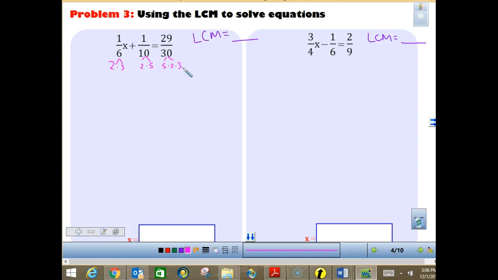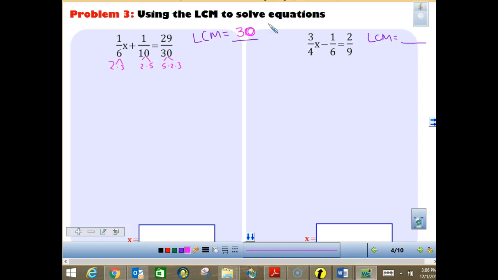Can 6 go into 30? Can 10 go into 30? Yeah. That means my least common multiple is 30. If you multiplied them all, you'd get 900. That's going to give us some really big numbers, and I've got to do a lot of simplifying. So, does that make sense how we want to do it?